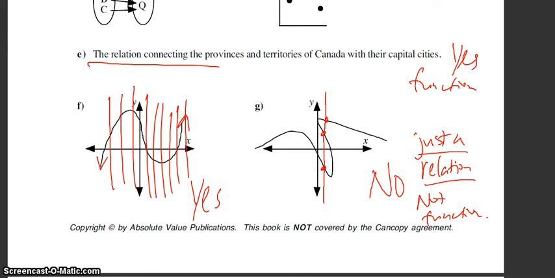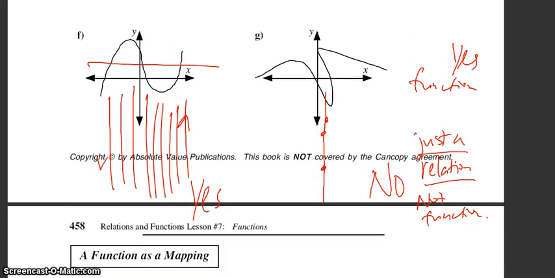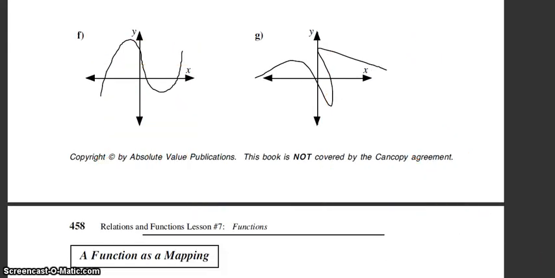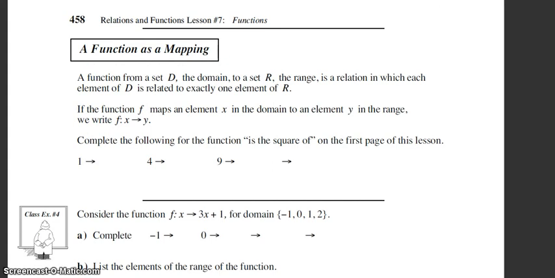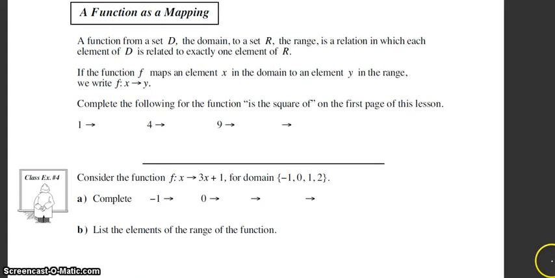So this whole lesson is just introducing you to the concept of a function. A function as a map: a function from a set D, the domain, to a set R is a relation in which each element of D is related to exactly one element of R. If a function f maps an element x to y in the range, we write f maps x to y. When you write f, it represents a function.